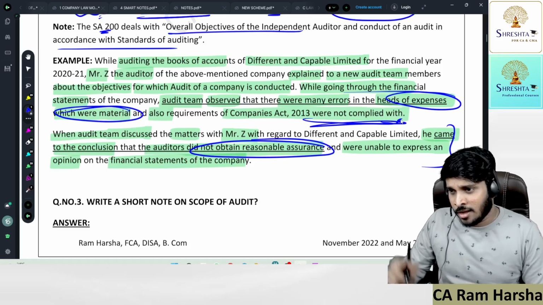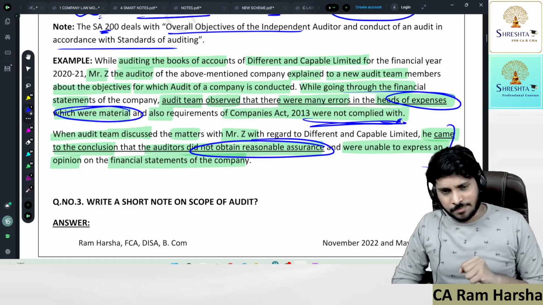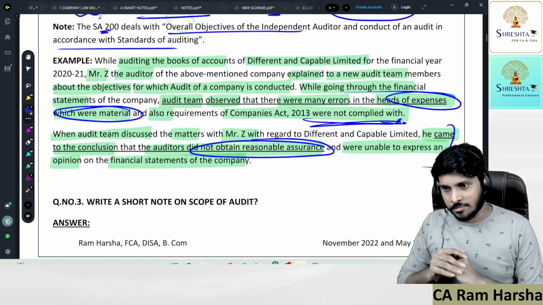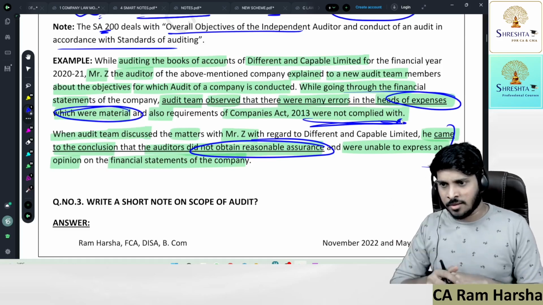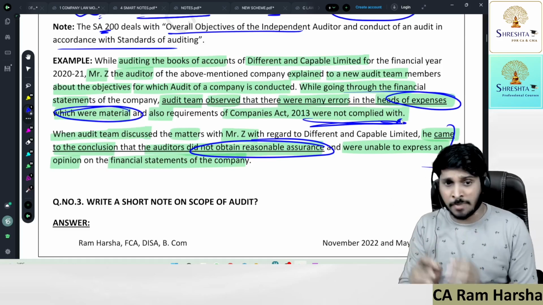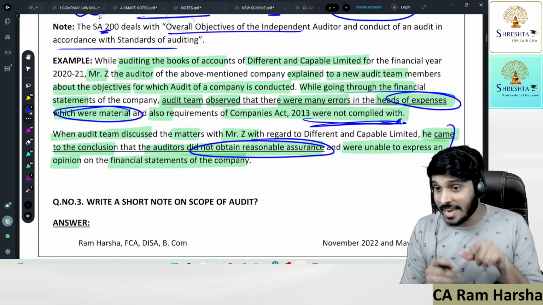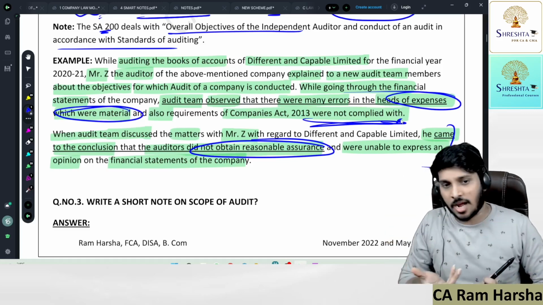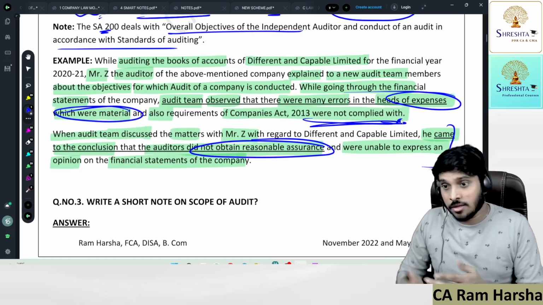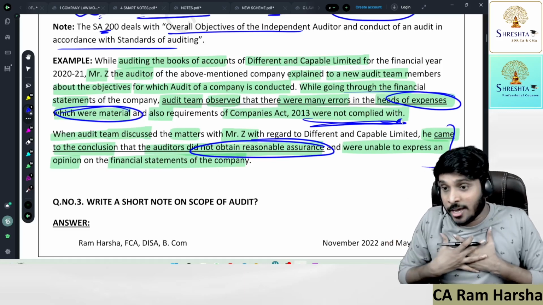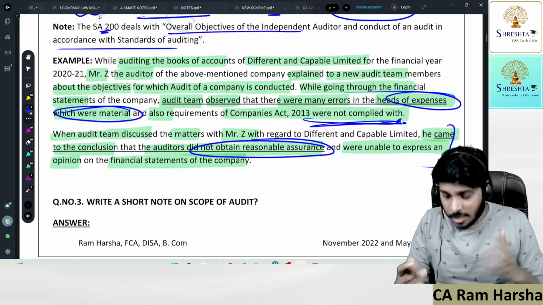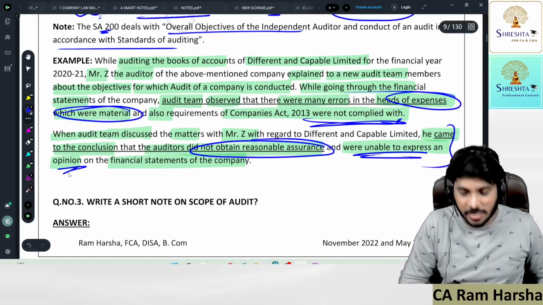Suppose management says there is a 10 lakh expenditure, but they don't have any bill. I ask them, where is the bill? They say the bill is lost, sir, but it is a true, genuine expenditure. But there is no bill. Can I say management is cheating? I can't. Can I say it is right? There is no bill, so I am unaware of it. In that case, I will not give an opinion.